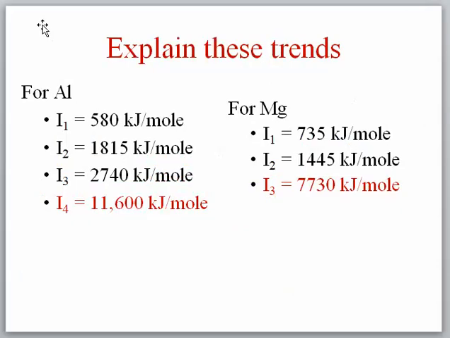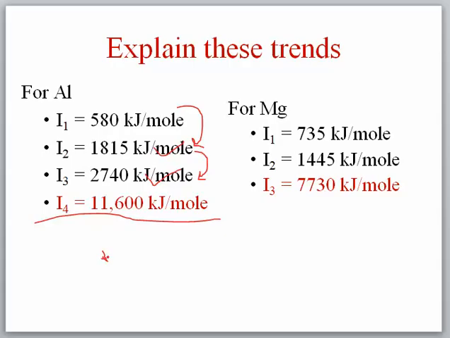So if you're looking at a trend like this, we just said ionization energy increases every time you remove an electron because the number of protons in the nucleus is greater. So it makes sense that ionization energy 1, 2, and 3 increased, but then all of a sudden ionization energy 4 is huge in comparison. What you want to recognize is that this would give you Al plus 1, this would give you Al plus 2, this would be Al plus 3, and this would be Al with a plus 4 charge.